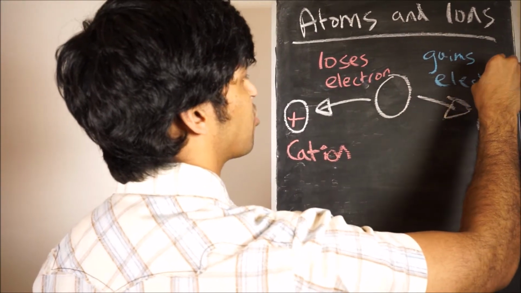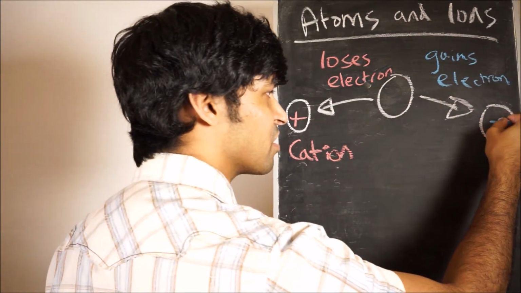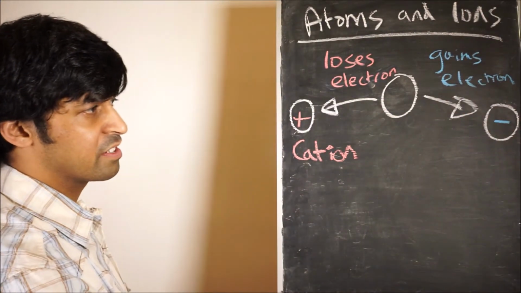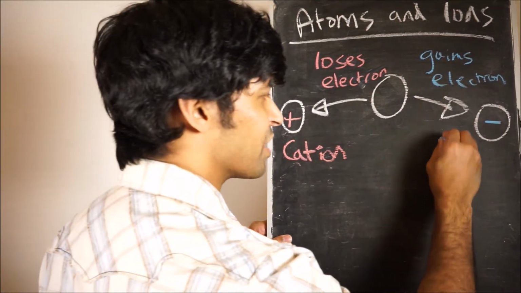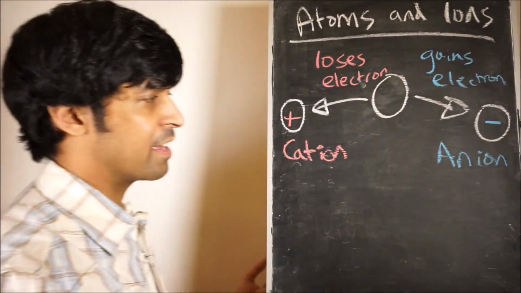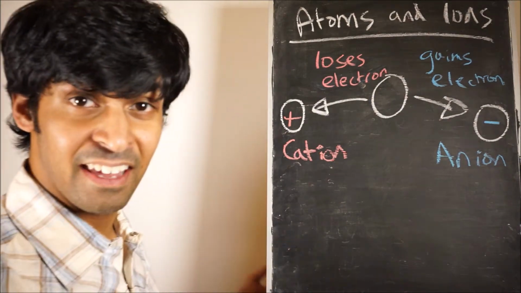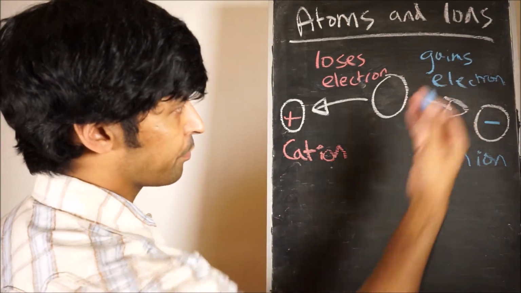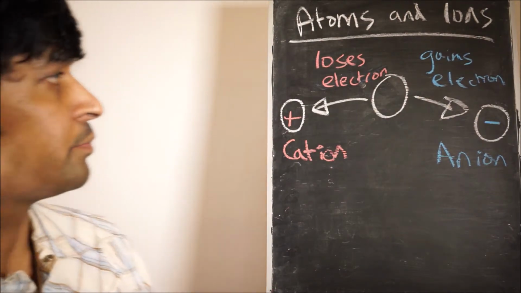And on the other side of it, if it gains an electron, remember, an electron is negatively charged, so if it's adding another negative charge on, the overall charge is going to be negative like so. And this is going to be called an anion. Now, the way to remember this is anion has lots of n's in, and n for negative, right? That's how we get that. And cation, you just have to remember.